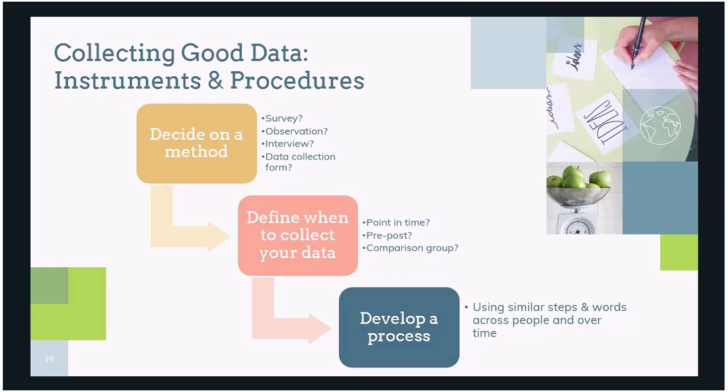Then you're going to move on to the when. You're going to define when to collect your data. Is it a point in time? Is it a pre-post? Is it a comparison group? Are you looking over time, biweekly or monthly, at different data points of your program? And then have a process. You need to use the same steps and words across people and over time to make sure that you're all collecting the same thing the same way so that it is speaking to the same thing.